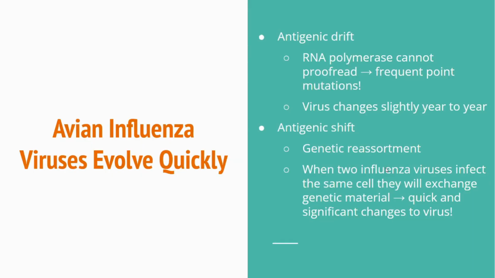Avian influenza viruses evolve quickly due to antigenic drift, which is where an RNA polymerase cannot proofread, which leads to frequent point mutations. So the virus changes slightly from year to year. Also, antigenic shift, which is genetic reassortment, happens when 2 influenza viruses infect the same cell. They'll exchange genetic material, which leads to quick and significant changes to the virus.